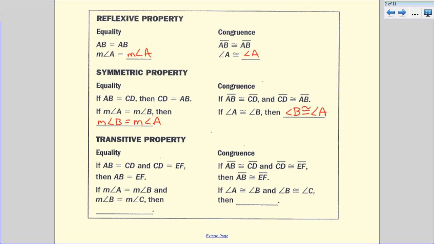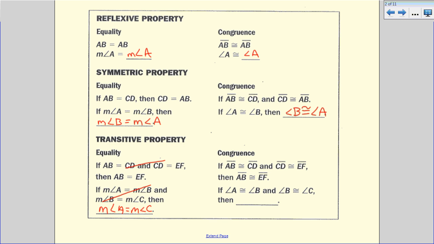And the transitive property, this is kind of how we move through statements. Similar to what we saw in the law of syllogism, where you kind of cut out the middle part. So if AB equals CD and CD equals EF, we can cut out CD and simply say AB equals EF. So if the measure of angle A equals the measure of angle B, and the measure of angle B equals the measure of angle C, cut out your middle, and then you know the measure of angle A equals the measure of angle C.